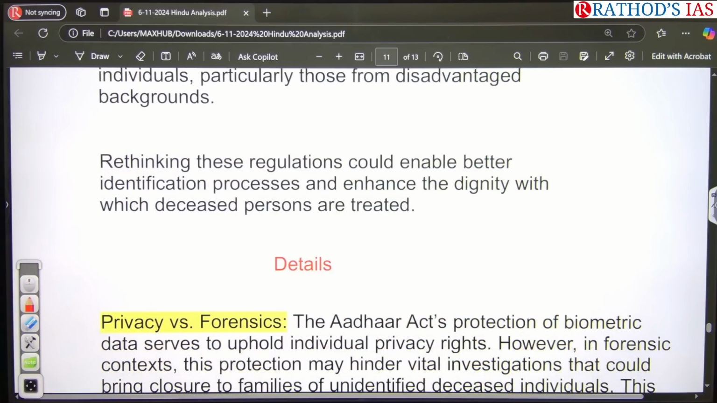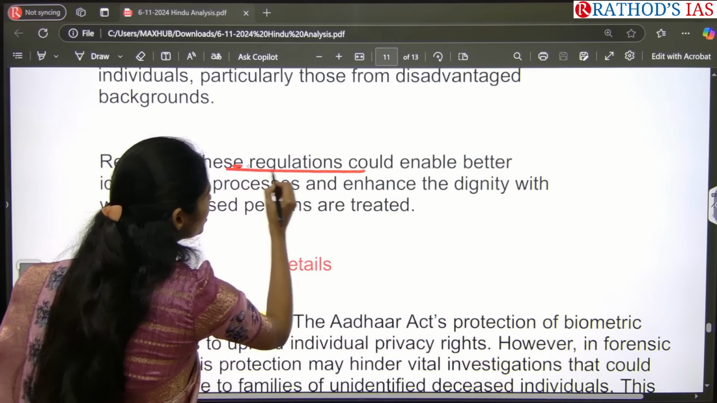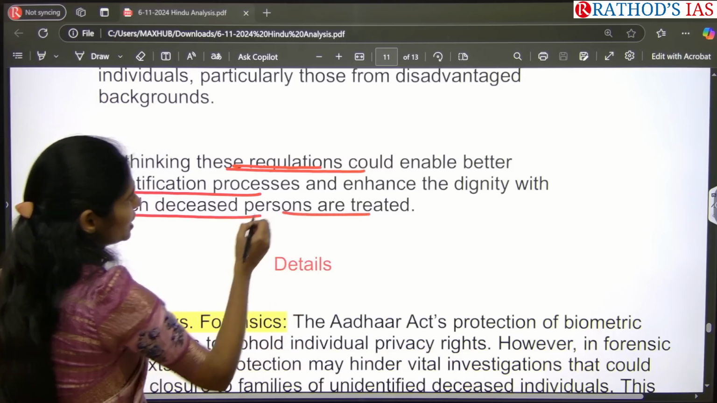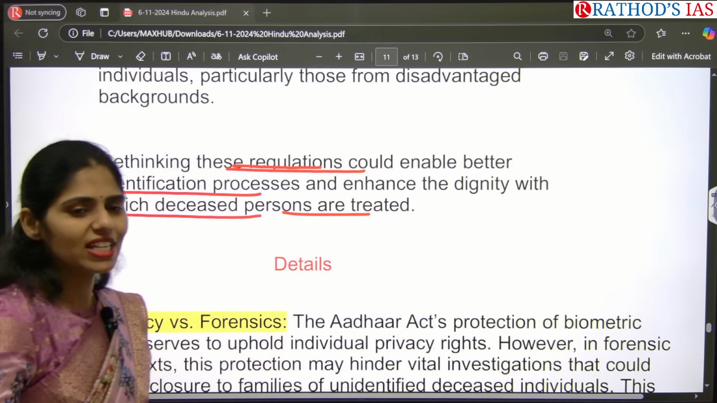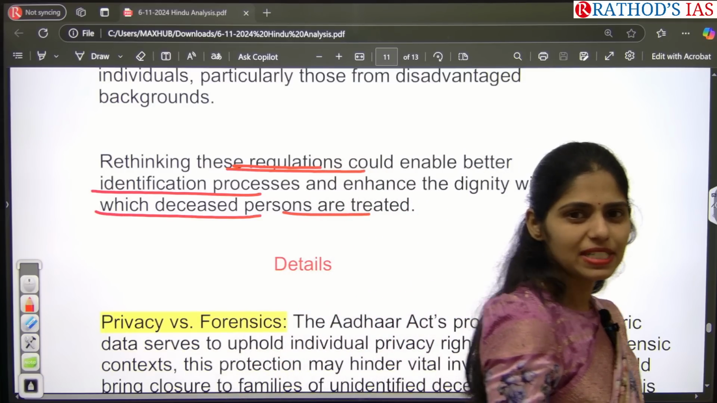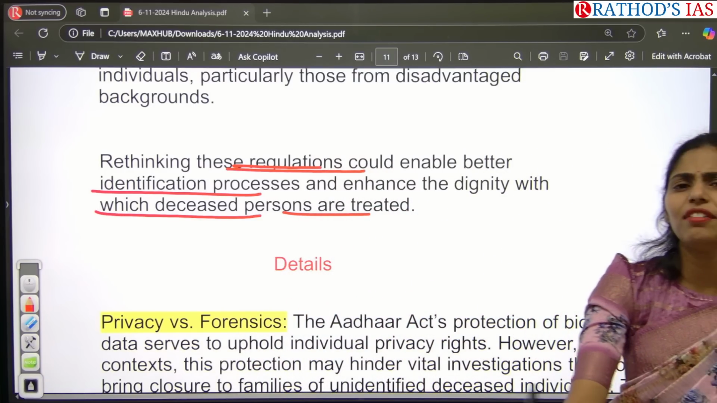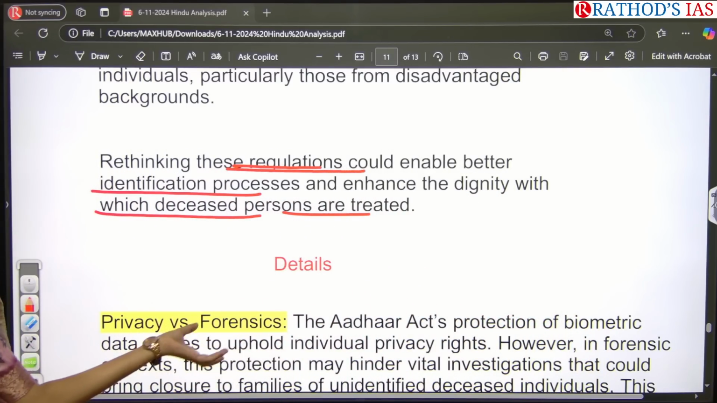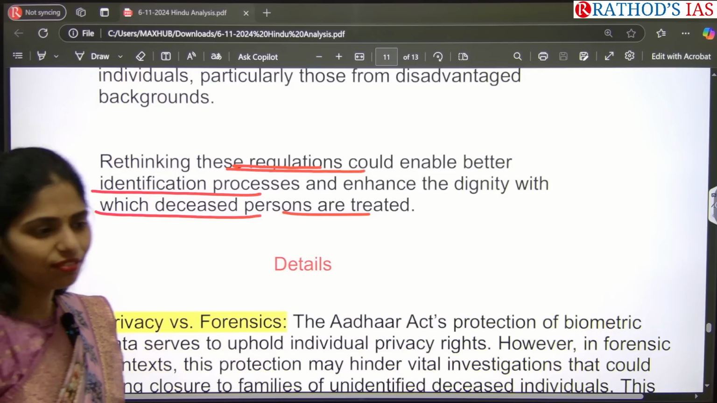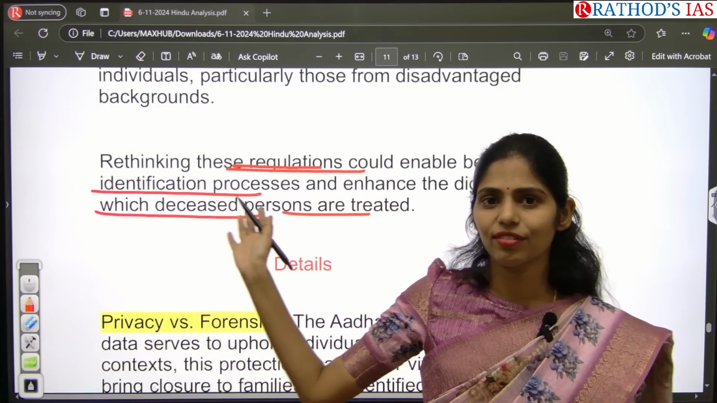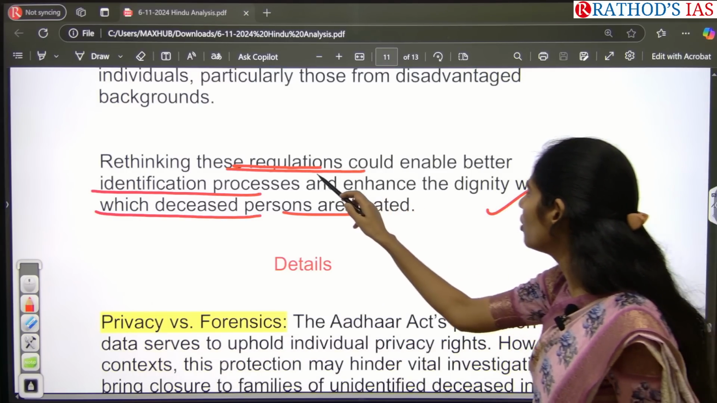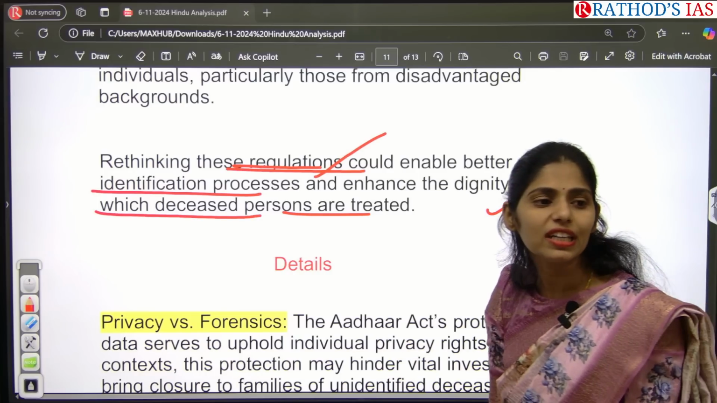So here this article is saying that we have to rethink about these regulations so that we can enable better identification process and we can enhance dignity with which deceased persons are treated. So we have this Article 21 which talks about right to life and personal liberty. So it is a fundamental right, each and everyone has this right, and during death also they have to have the dignity during the death. If the people are dying roadside, if no one is taking care of even their dead bodies, their Article 21 is getting violated, right? Because of this, the article is saying that we have to enable proper identification process to ensure dignity of people even after death.